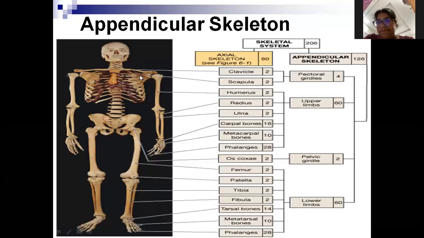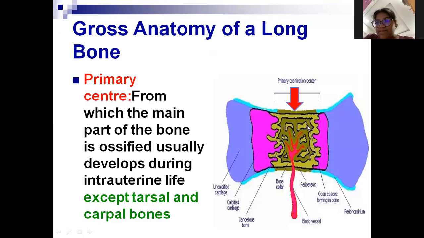See, this is appendicular skeleton. So many names again you need not remember. So long bone, I said this primary center of ossification, if you remember it, diaphysis. So the part of the bone which develops during intrauterine life. All bones will have this primary center of ossification except for tarsal and carpal bones. That means they are developed after birth.